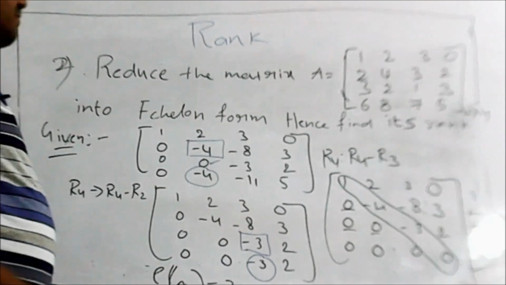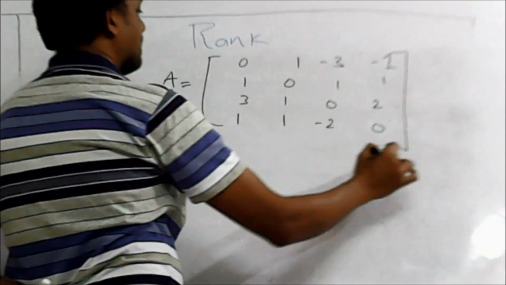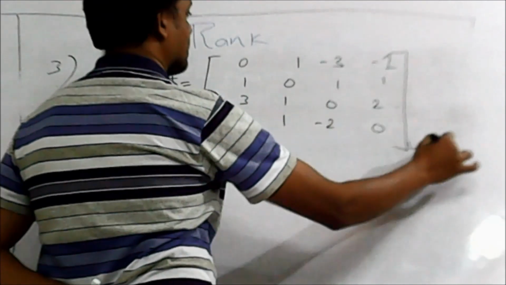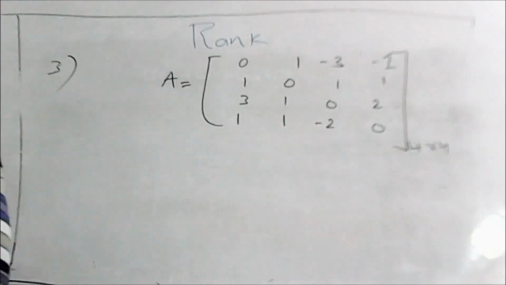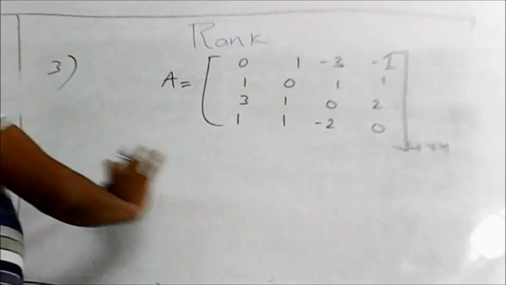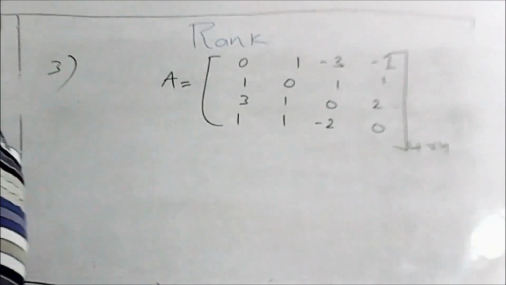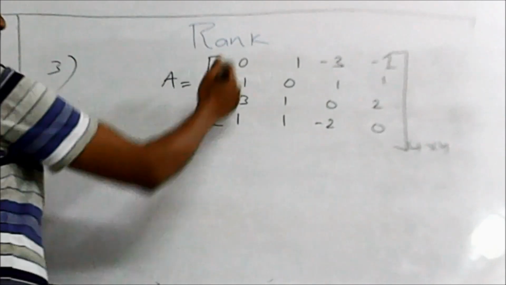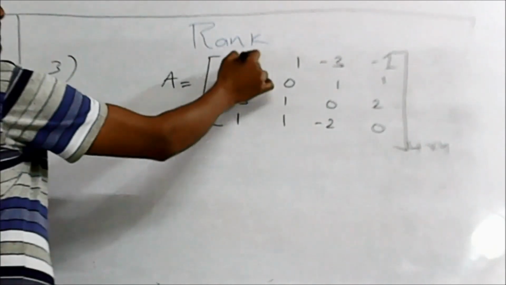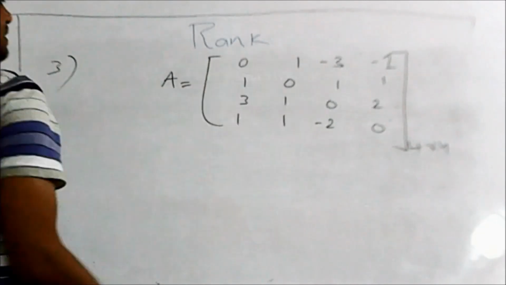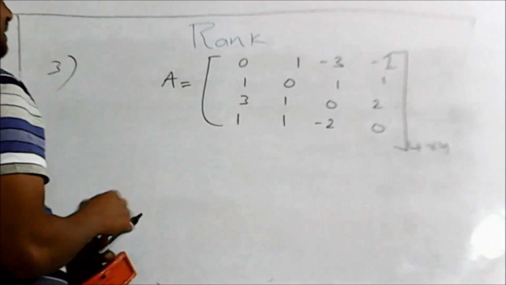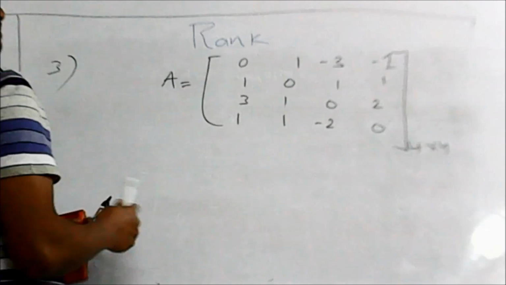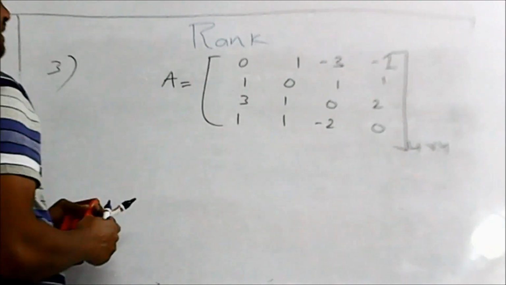Okay, so we go to the next problem. The size of the matrix is 4 rows, 4 columns, a 4 cross 4 matrix. Reduce the matrix into row echelon form and find its rank. The procedure is to select the first diagonal and make the entries below it zeros. But here the first diagonal is initially 0, so it is not applicable. What we have to do is interchange any row as R1.